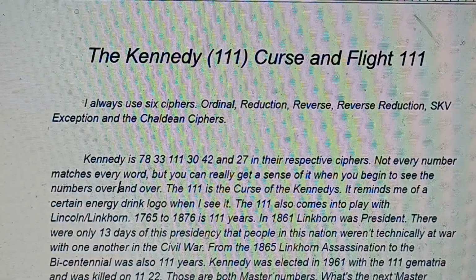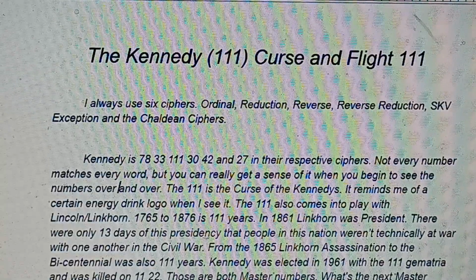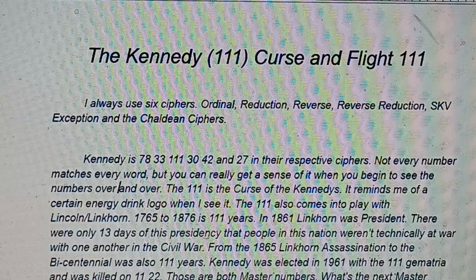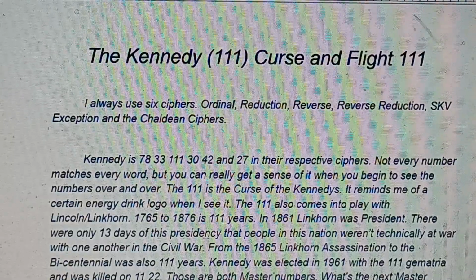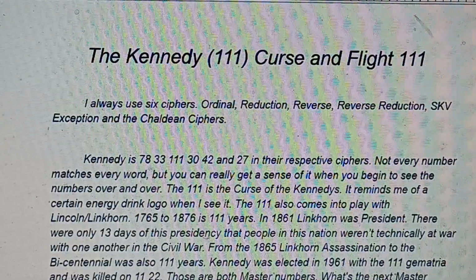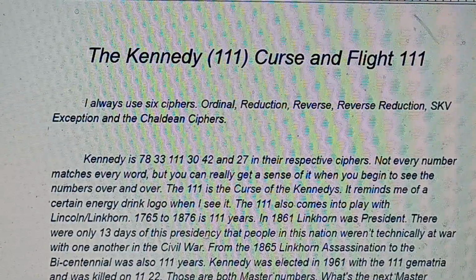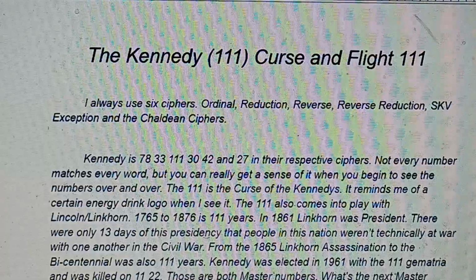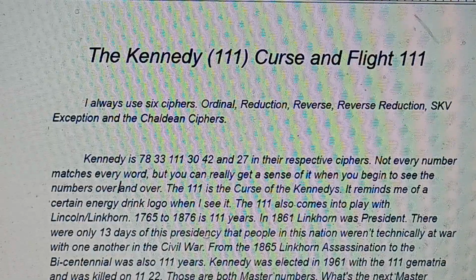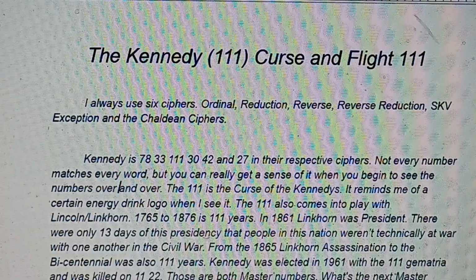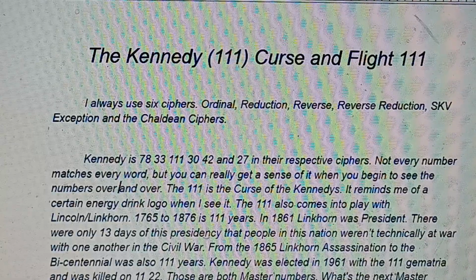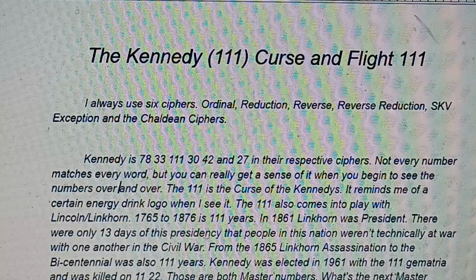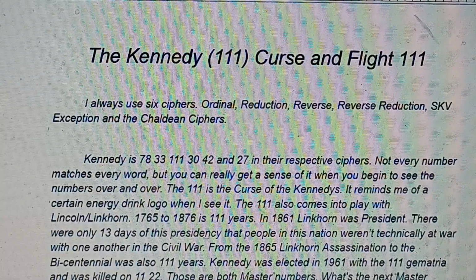I always use 6 ciphers. I use the ordinal, the reduction, reverse, reverse reduction, SKV exception, and the Chaldean ciphers. Kennedy is 78, 33, 111, 30, 42, and 27 in those respective ciphers.